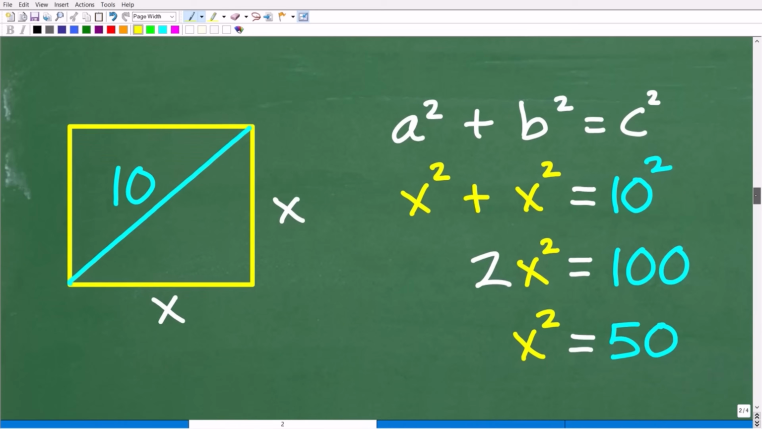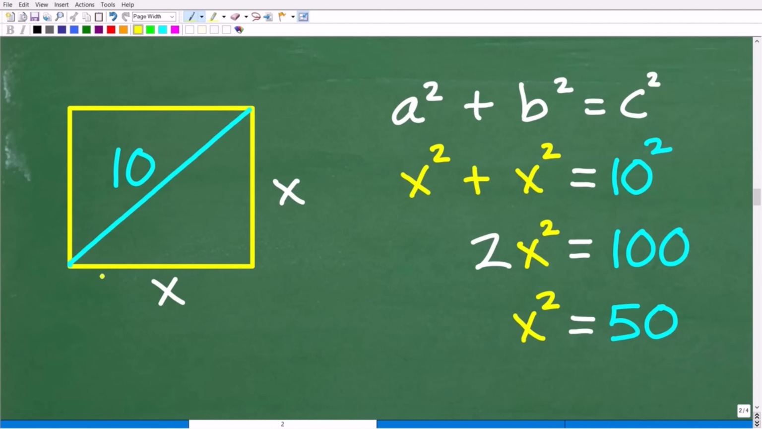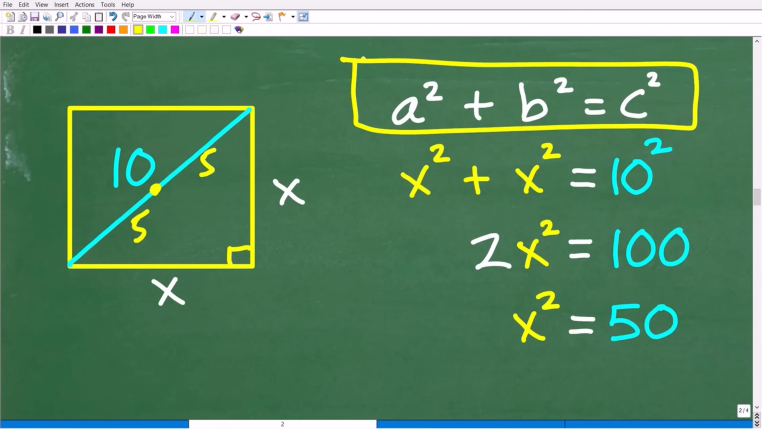Now that we know the situation, here is our inscribed square, and this is the center of that circle, and we have our radius 5, so our entire hypotenuse is 10, and this is a right triangle. What we can do is use the Pythagorean theorem. That's a squared plus b squared is equal to c squared.